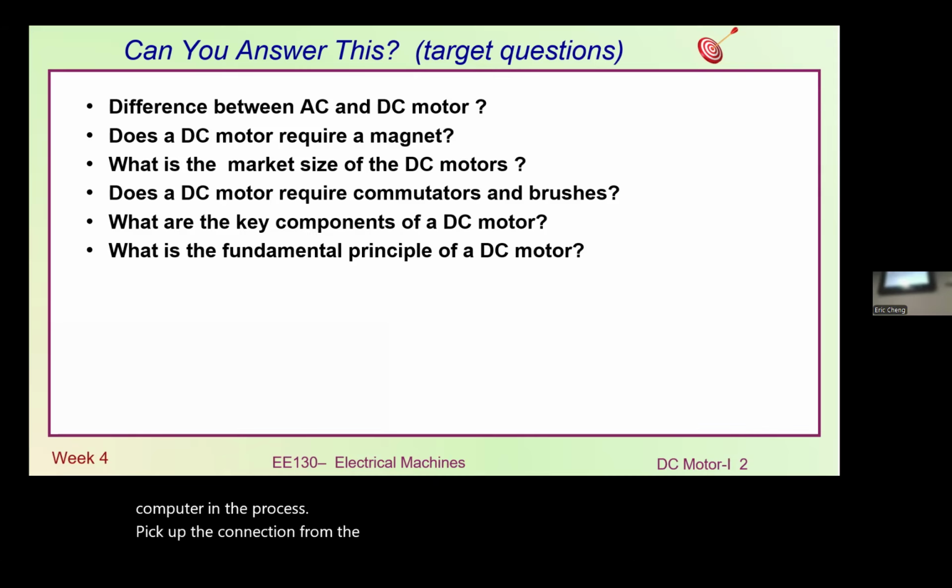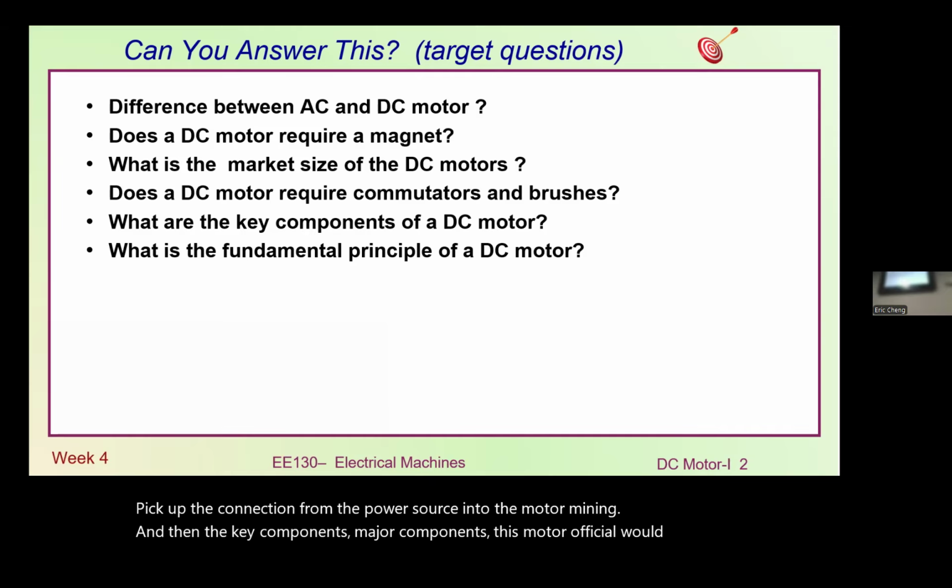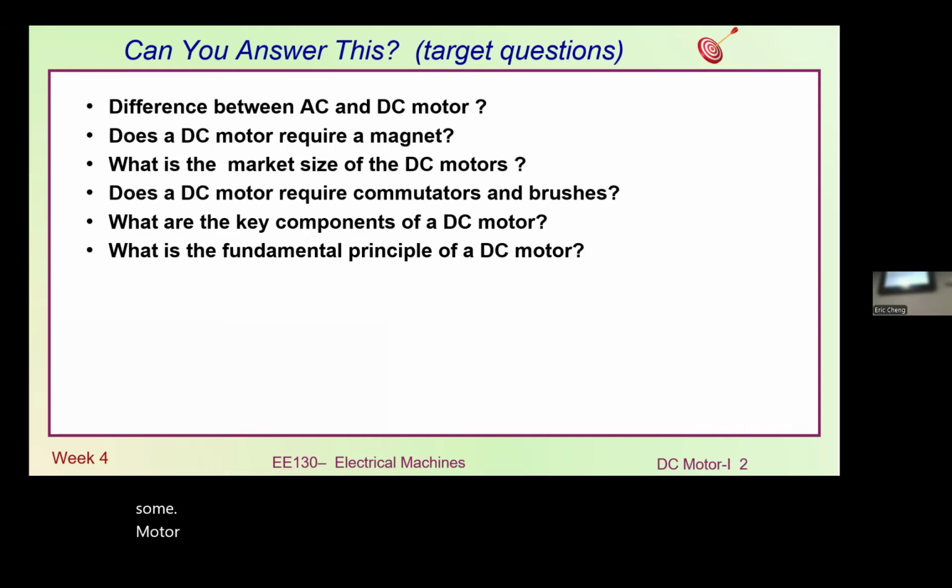to build up the connection from the power source into the motor winding. And then the key components, the major components of a DC motor, obviously will be the motor wire, permanent magnet, possibly a commutator, and the brushes. There may be other components to examine in more detail.